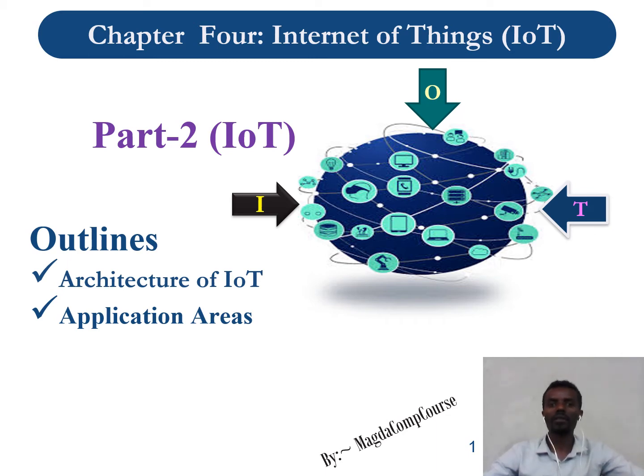Then we have seen the advantages and disadvantages of the Internet of Things, and lastly the types of interaction in IoT. The three types of interaction in IoT are device to device communication, device to cloud communication, and device to gateway communication, which we covered last time. So today we are going to see the architectures of the IoT: how the IoT can be structured or layered, the way they are working.